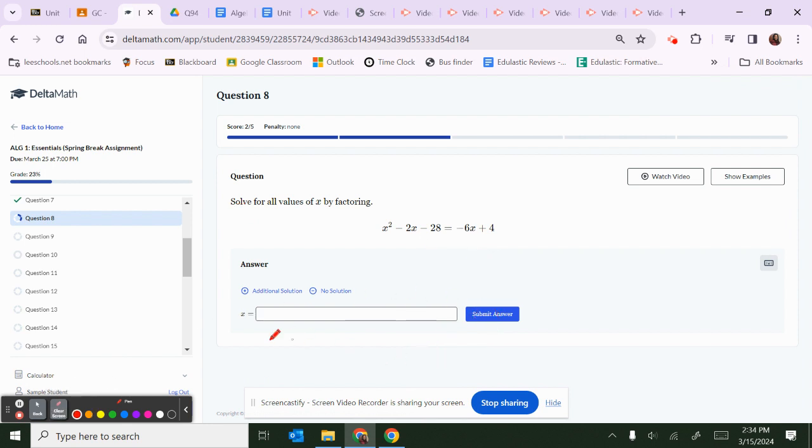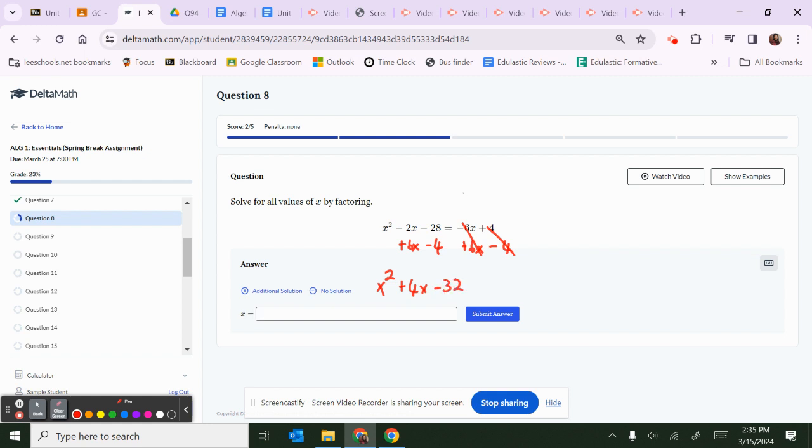All right, so again, guys, first thing we're going to do, make sure everything's on the same side by adding 6x. Am I going to add it to x squared, negative 2x, or negative 28? To the negative 2x, because that's the like term. That gets canceled. Now I'm going to move the positive 4 by subtracting 4. Am I going to subtract it from x squared or negative 28? From the negative 28, and that gets canceled. The x squared I bring down because I did not add or subtract anything to it. Negative 2x plus 6x is positive 4x, and negative 28 minus 4 is negative 32.